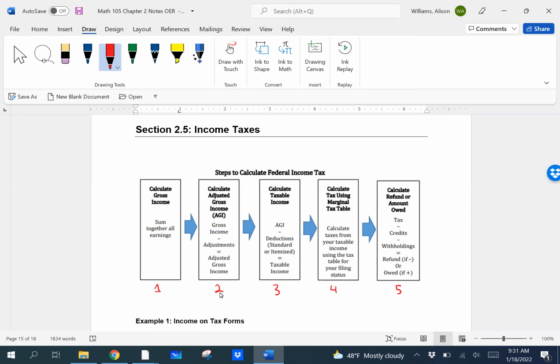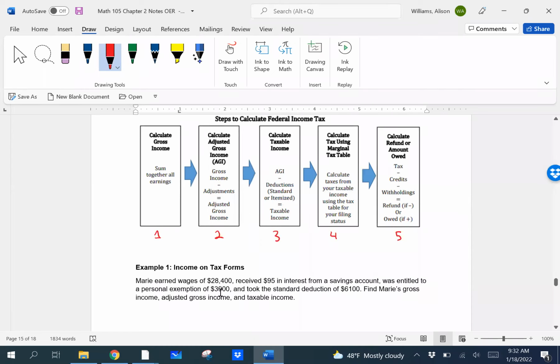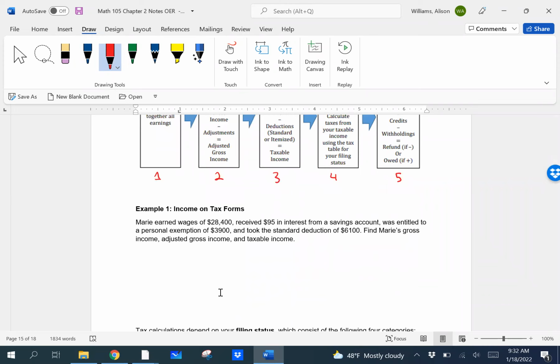All right, so we're going to talk about some of the terminology and also do some of the calculations so that you can see how this works. So first thing here, $28,400 in wages, and she received $95 of interest in a savings account. She was entitled to a personal exemption of $3,900 and took a standard deduction of $6,100. Now, some of this information is dated, meaning I think we're basing a lot of this on 2018 tax information. So just be aware some of these might not be accurate. A standard deduction of $6,100 may not be the deduction this year.